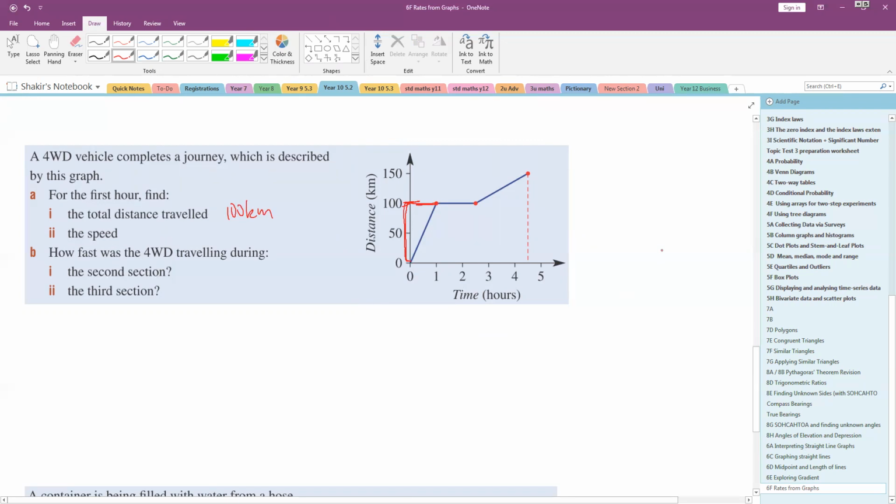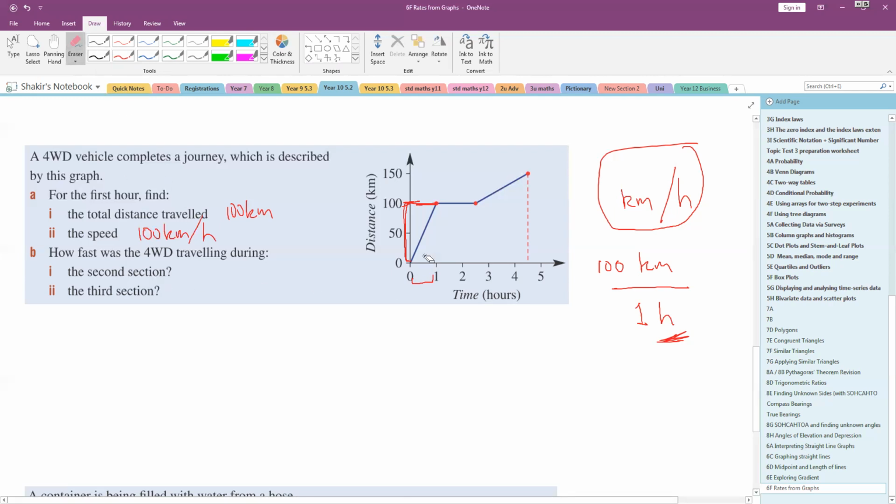Find the speed. Well, speed is going to be given in kilometers per hour, so I need to know what the kilometers are. Another way I can write kilometers per hour is kilometers over hours. So how many kilometers? 100 kilometers. And how much was the time in hours? It was 1 hour. So 100 divided by 1 is just 100. And so we can deduce the speed is 100 kilometers per hour.